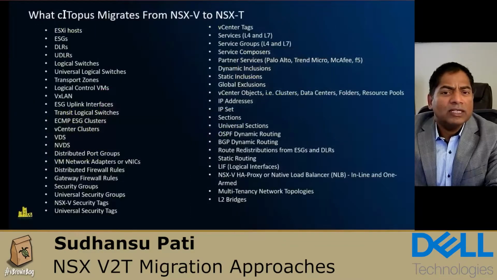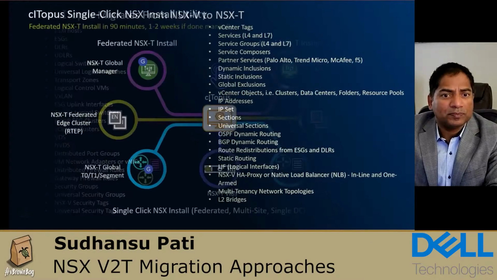So what does migration really mean for me? When I have an NSX-V environment and I'm going to an NSX-T environment, what are the things that need to be migrated? You can see this list is a pretty extensive list, and cITopus, the tool I'm going to describe today and show you an overview of, performs the migration of all of those components.